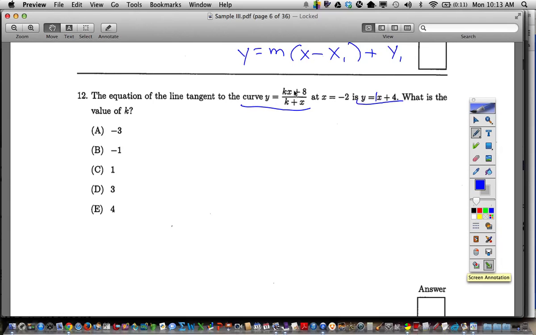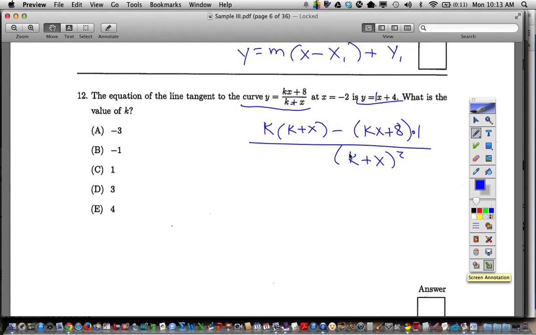So we do a quotient rule. The derivative of the top, which would be k, because k is just a number in front of the x, times the bottom left alone, k plus x, minus the top left alone, kx plus 8, times the derivative of the bottom, where the derivative of k is 0 and the derivative of x is 1, all over the bottom squared.